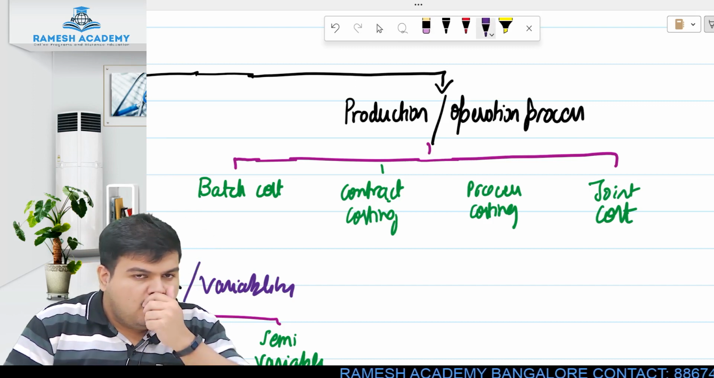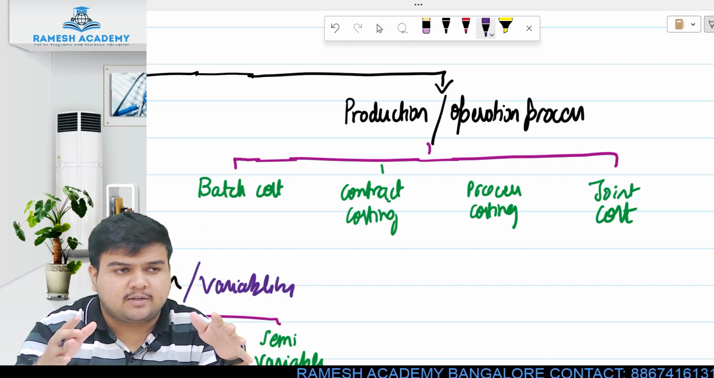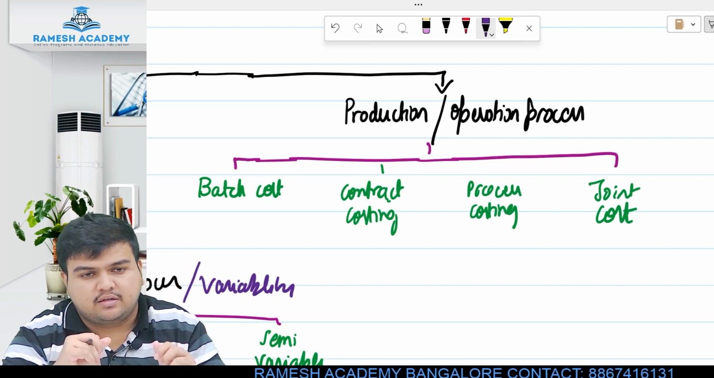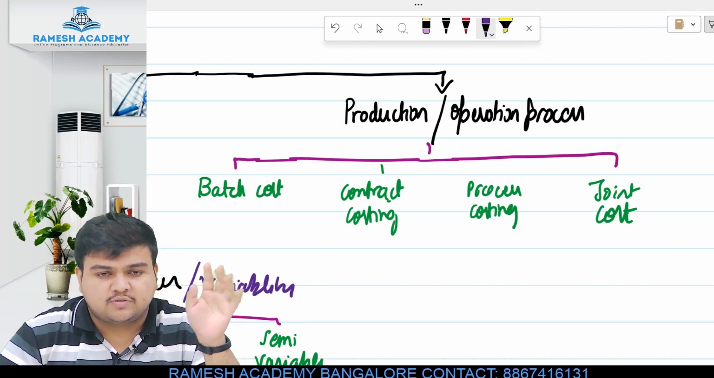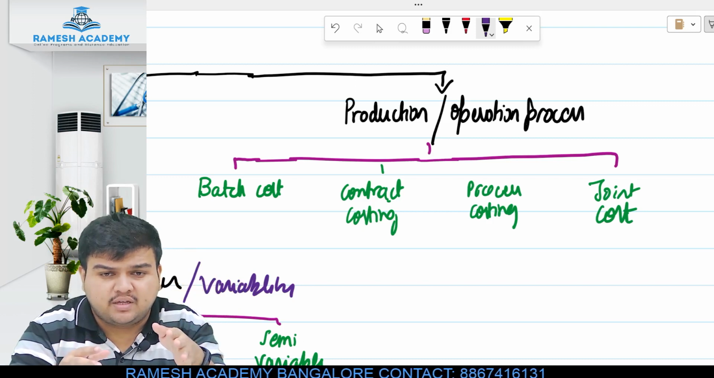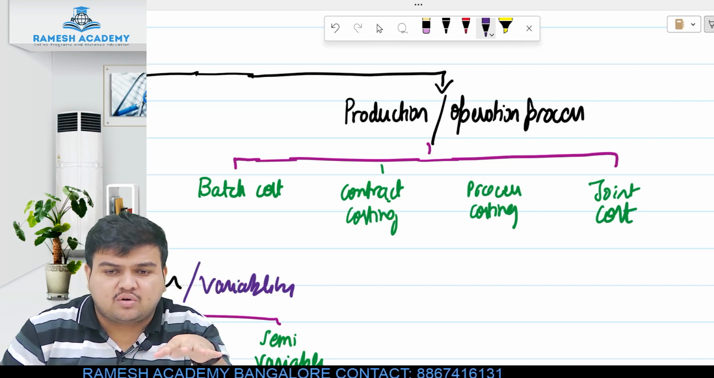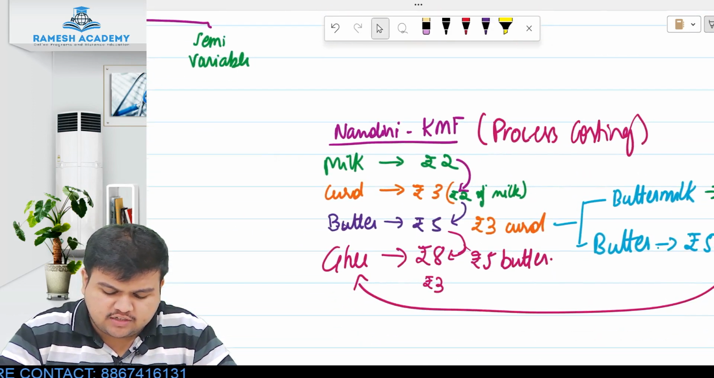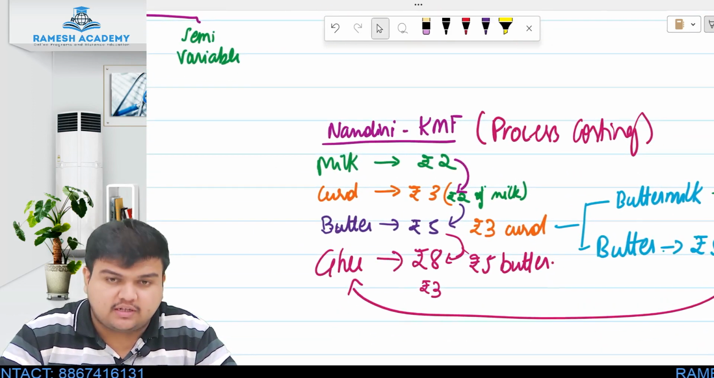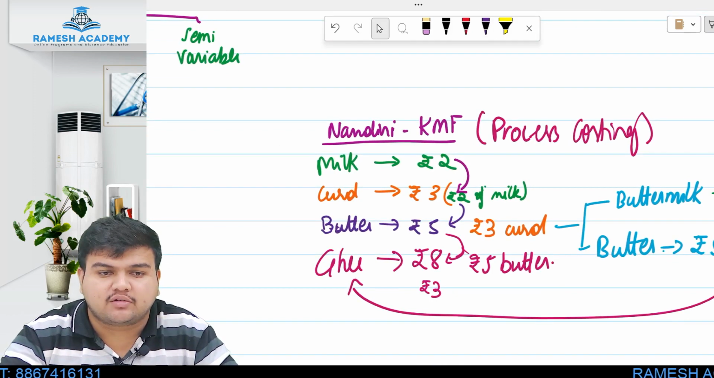On the basis of contract, it is like building an apartment, building a ship, everything. So these are based on the contracts. Process costing: certain cost you incur in a process, and at each level of process you need to incur certain cost.